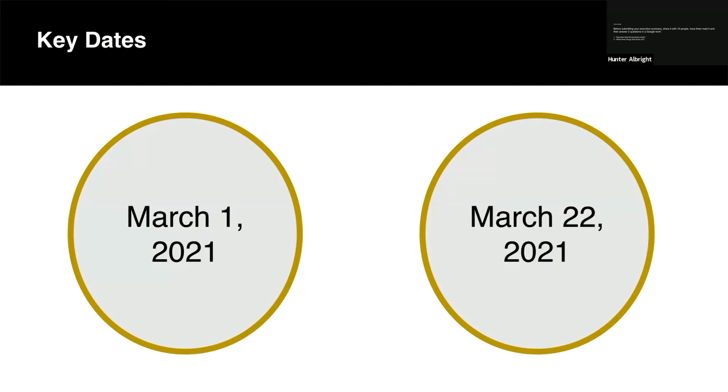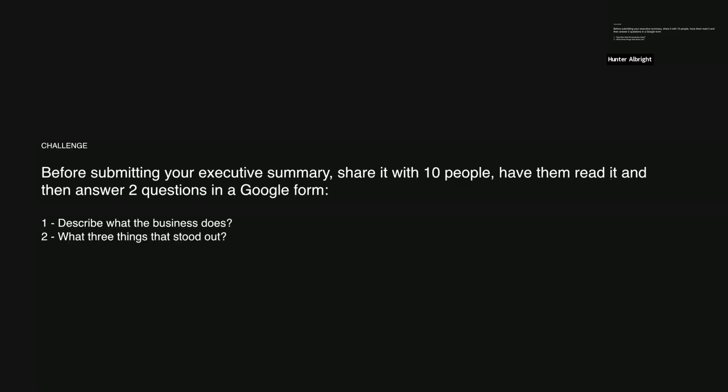Now, the challenge I have for you guys before you submit your executive summaries is to do this. Share it with 10 people. And don't lead the witness here. Just have them read it and then say, after you've read it, would you do me this favor? And give them a link to the Google form and ask them 2 questions. Have them in their own words explain what the company does, and have them in their own words explain 3 things that stood out. And if they are not the things that you want to be coming across, then rework your executive summary.